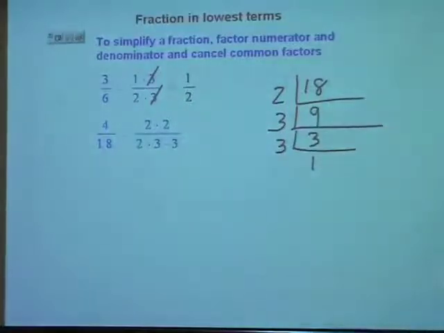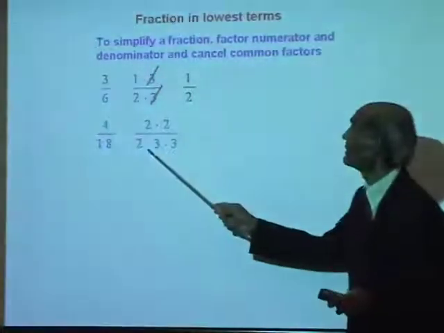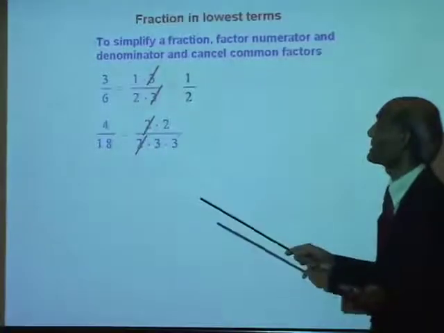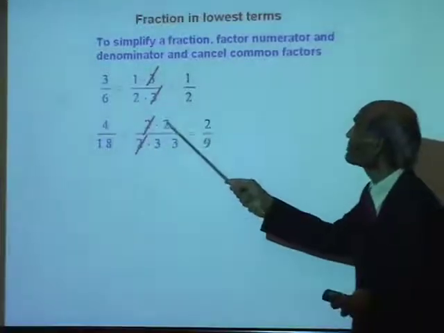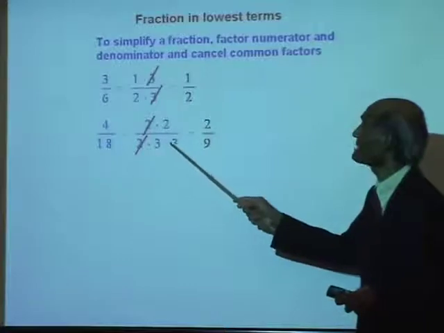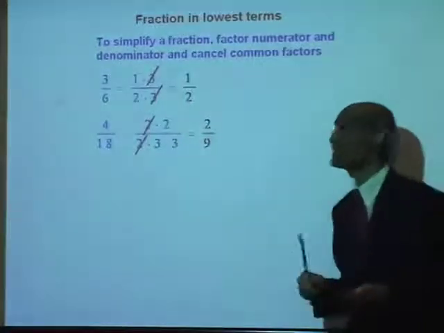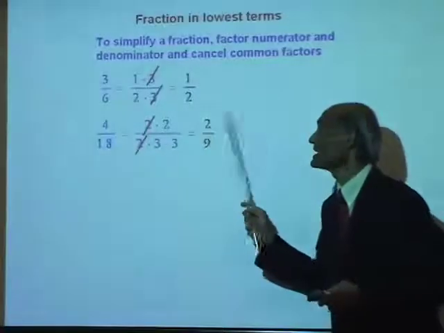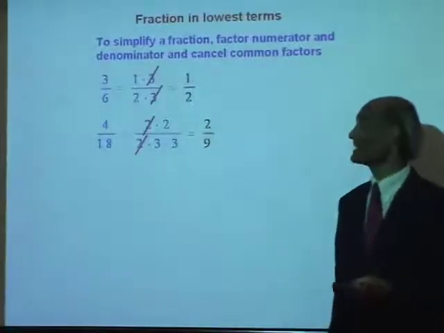Alright, so what is the next step? Next, we cancel common factors. 2 on the numerator goes with 2 on the denominator, leaving a 2 on the numerator, and 3 times 3 equal to 9 on the denominator. So 4 over 18 is the same as 2 over 9.